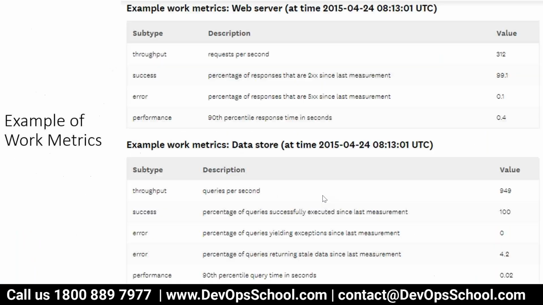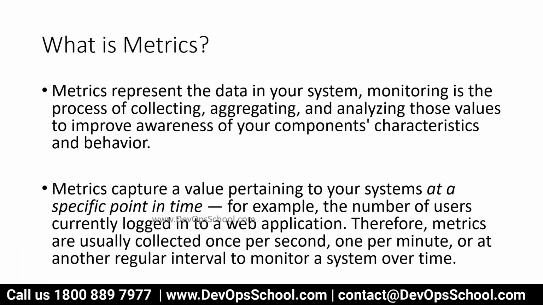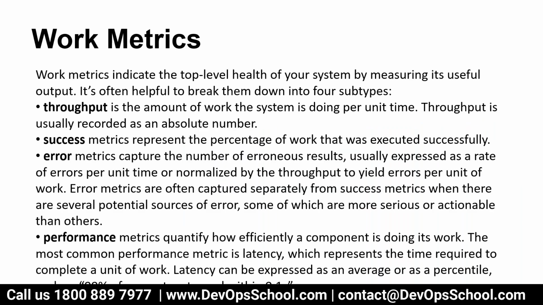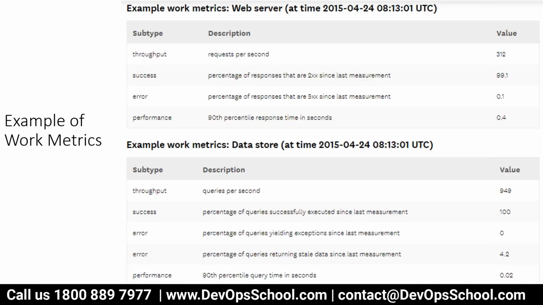So yes, there are different kinds of metrics we have: work metrics, resource metrics, event metrics, and all. Because we've been doing monitoring for so many years, we understand what throughput, success, error, performance, utilization, saturation, errors, and availability are. These are the metrics we are going to gather. We are going to get the throughput, success, error metrics, and performance metrics, and some examples you can see here.